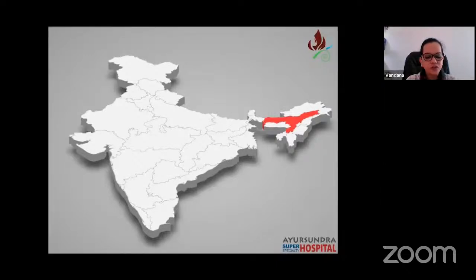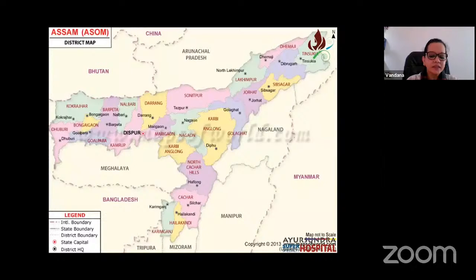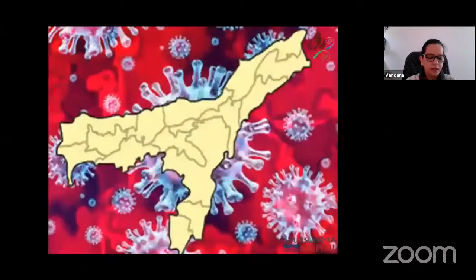It is connected to the rest of the country via a 22-kilometer wide strip of land, which is known as the Siliguri corridor. It has 34 districts and it is surrounded on the north by Arunachal Pradesh and Bhutan, on the east by Nagaland and Manipur, on the west by Meghalaya, and south by Mizoram and Tripura. The mighty river Brahmaputra flows through the state and divides it into the north bank and the south.